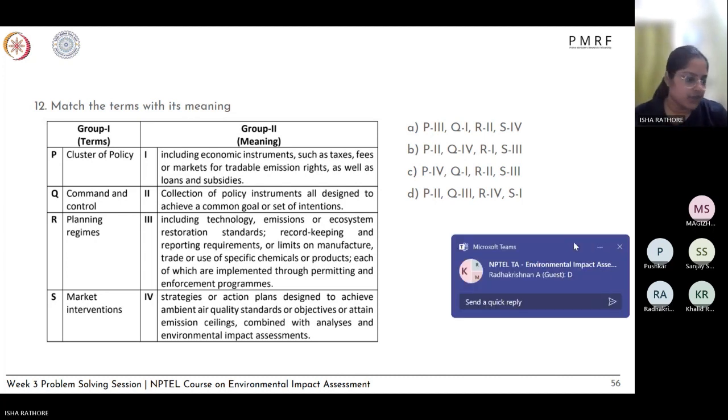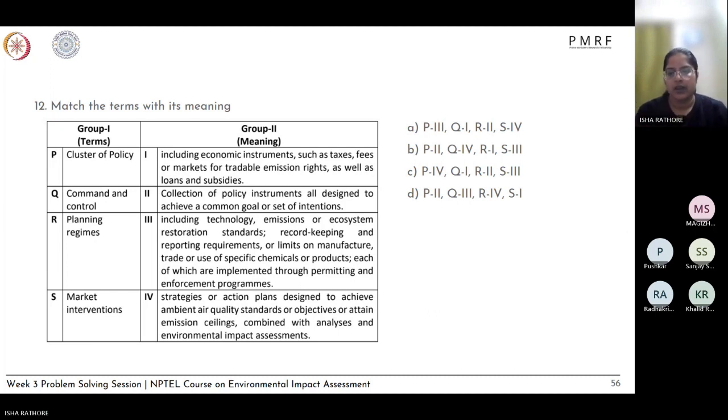Okay, we have an answer D. So the correct answer is D. A cluster of policy is a collection of policy instruments which are all designed to achieve a common goal or set of intentions. So P matches with 2.